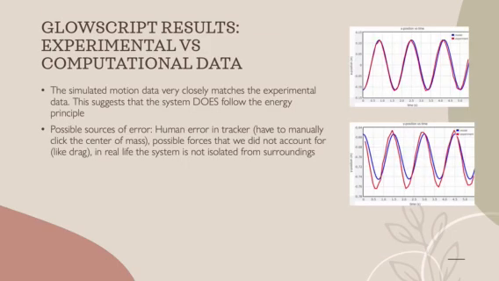So here are our results from our GlowScript model. You can see x position versus time, and then y position versus time, and the experimental and the computational model on each of these graphs. The simulated motion data very closely matches the experimental data, which suggests that the system does follow the energy principle. As for why it might not line up completely perfectly, some possible sources of error could be human error in Tracker, since you have to manually click the center of mass in each frame. Also, in real life, the system is not isolated from the surroundings, so there might be forces that we did not account for in our model, like drag.